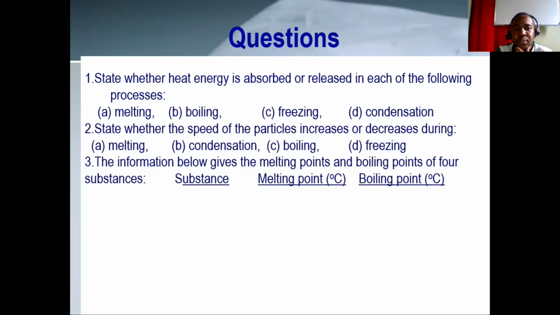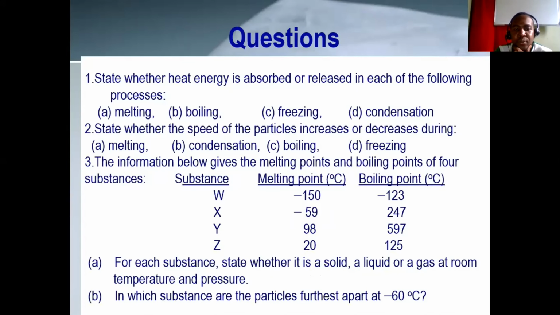All right, the information below gives the melting point and boiling point of 4 substances. For each substance, state whether it is a solid, a liquid, or a gas at room temperature and pressure. So we know room temperature is 27 degrees, right? So we're going to use 27 degrees. So let's go. Substance W, what state will it be at 27 degrees?